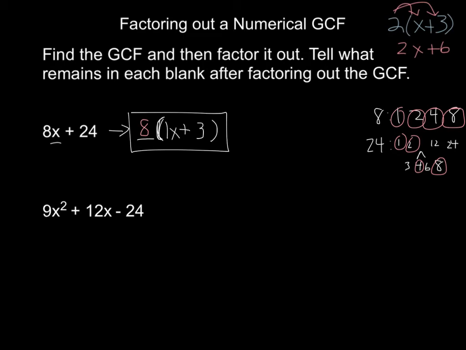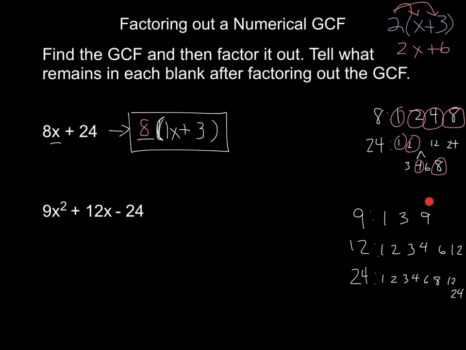The second one, I'm going to quickly list 9, 12, and 24 over here with its factors. Okay, so here they are over here. This is a little different, I haven't talked about this yet. This is a little different because we have 3 terms. The same process happens with 3 terms versus 2 terms. We're still finding the greatest common one between all 3.